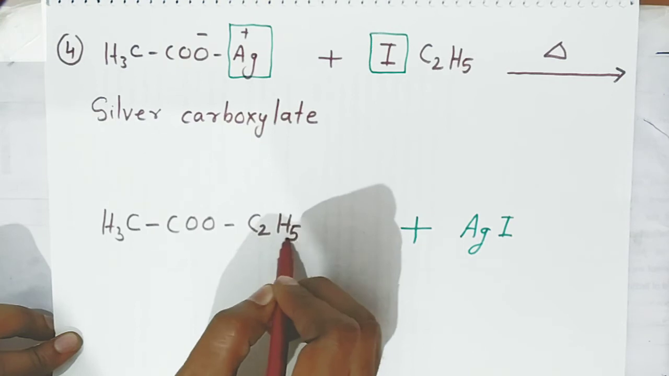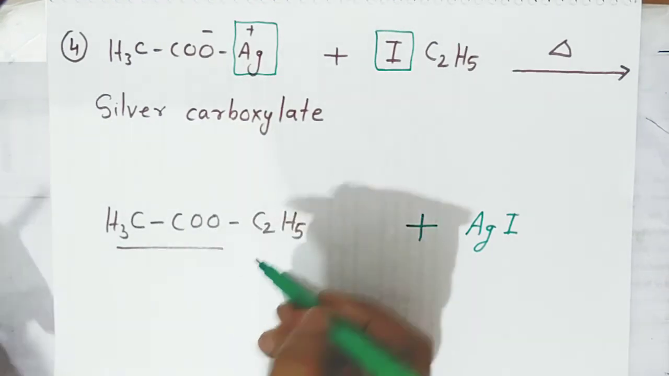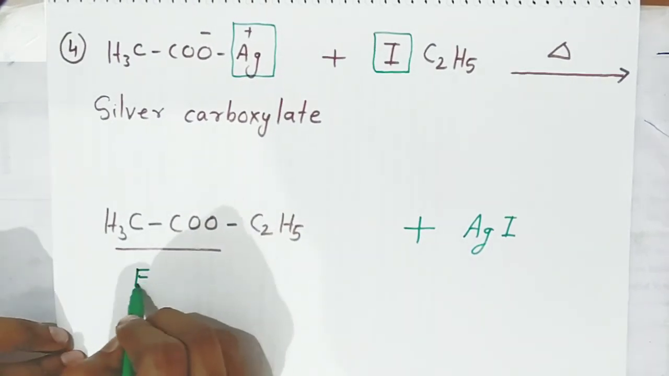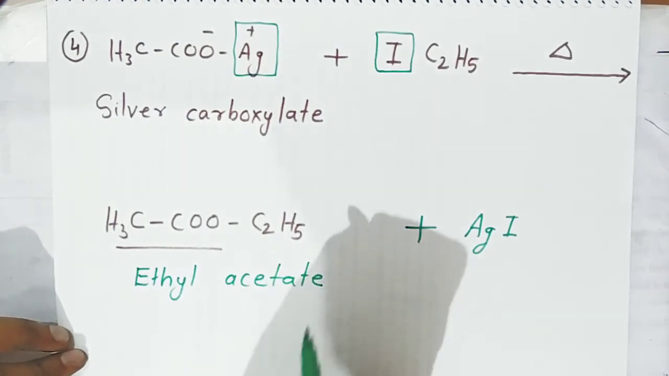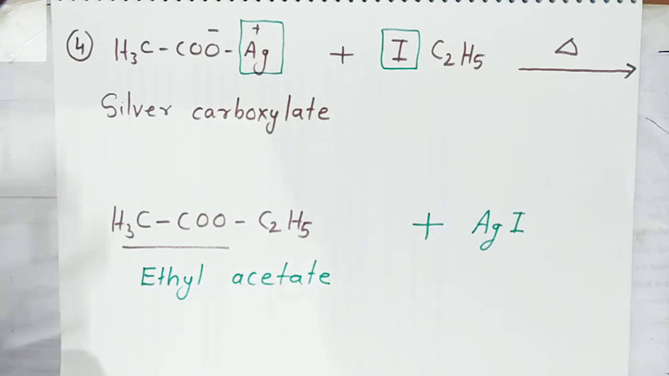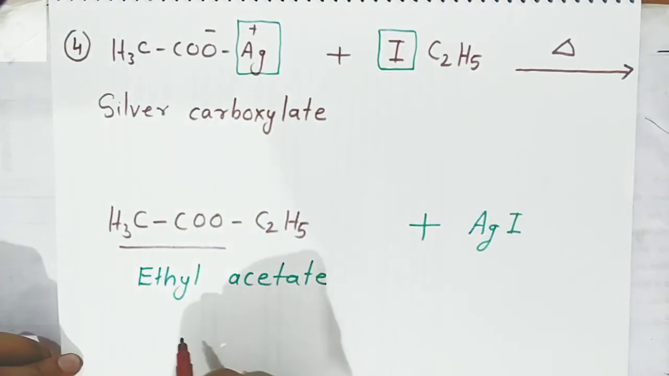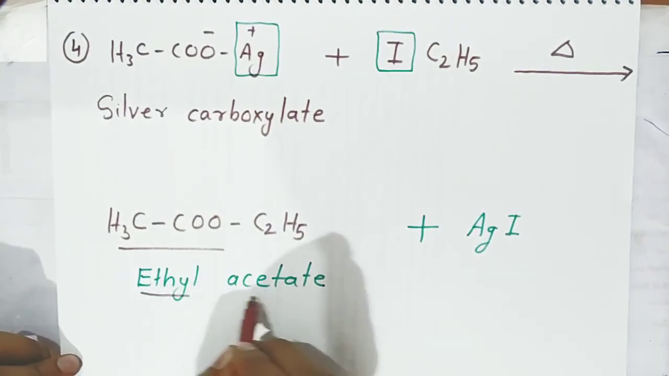This is the acetate group, students, and this is ethyl. The name of the compound will be ethyl acetate. So students, here we have seen that from the four raw materials we have taken, we have prepared the ester, ethyl acetate, which is the simplest ester.